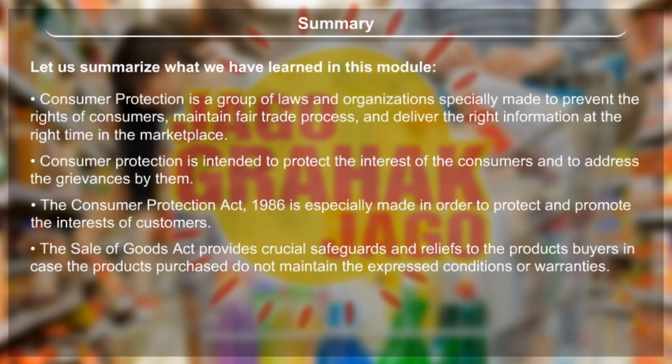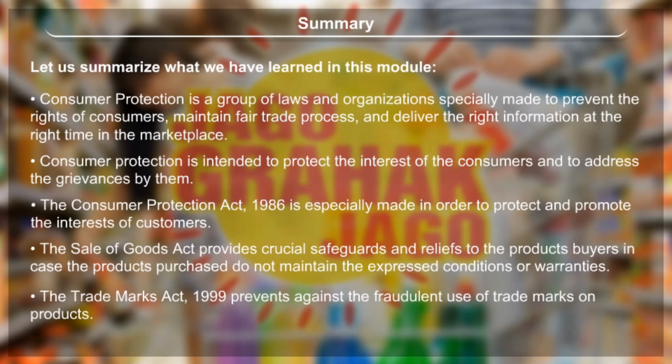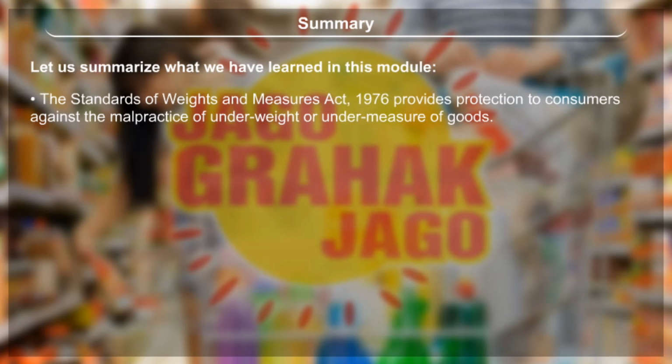The Sale of Goods Act provides crucial safeguards and reliefs to the product's buyers in case the products purchased do not maintain the expressed conditions or warranties. The Trademarks Act 1999 prevents against the fraudulent use of trademarks on products. The Standards of Weights and Measures Act 1976 provides protection to consumers against the malpractice of underweight or undermeasure of goods.